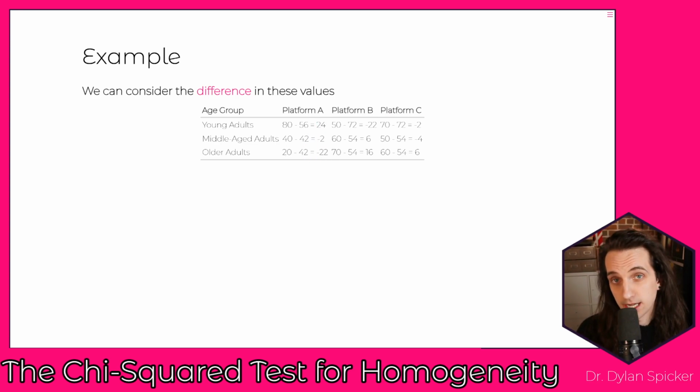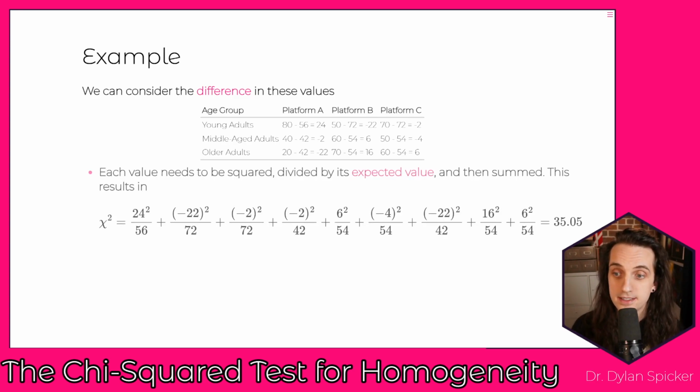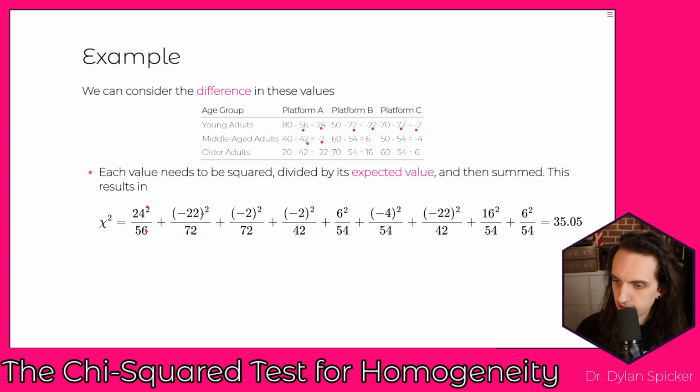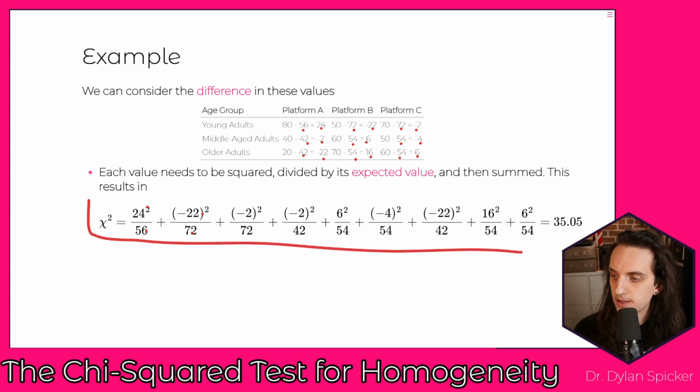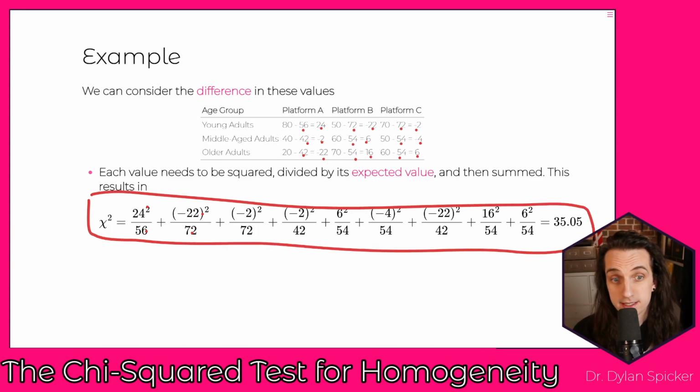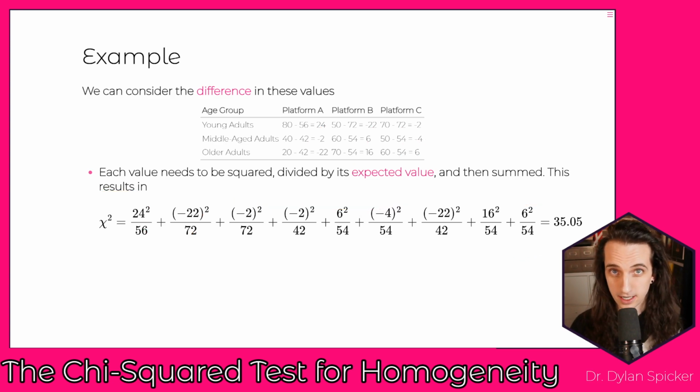So once we have our differences, we now need to plug into our chi-squared test statistic. Okay, and so the chi-squared test statistic, again, is going to go through each of these. 24 was the difference, so we take 24 squared, divide by the expected value of 56 here. Then we take negative 22, square that, divide that by the expected value of 72. Negative 2 squared divided by 72, right? Negative 2 squared divided by 42, 6 squared over 54, negative 4 squared over 54, negative 22 squared over 42, 16 squared over 54, 6 squared over 54, right? We add all of those values up, and then we find that that should be 35.05. Okay, and so that's going to give us our chi-squared value.